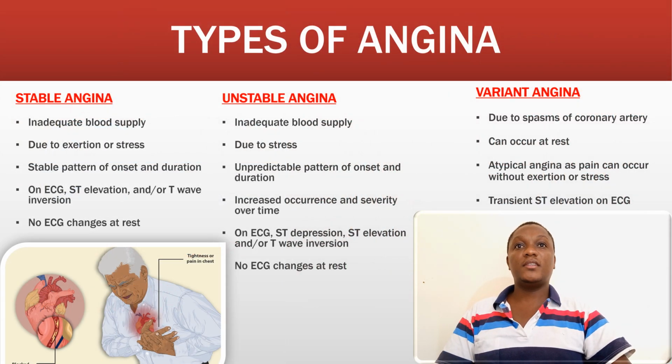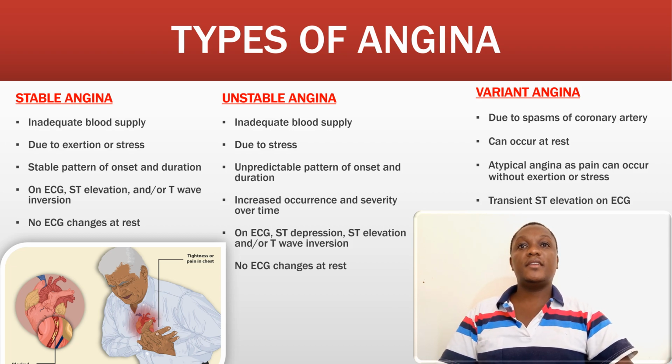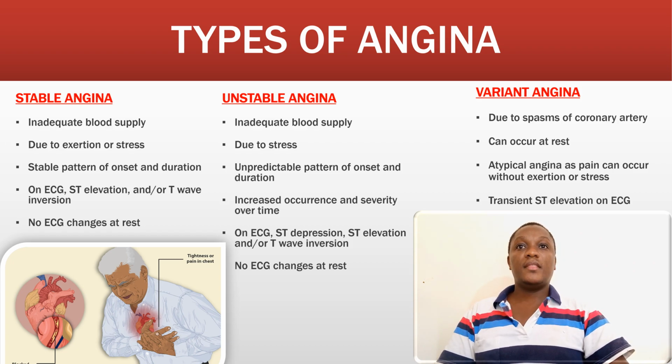As we continue looking at angina, let's see different types of angina. We have stable angina, unstable angina, and variant angina. Stable angina is also described as exertional angina because it occurs due to exertion or stress. The cause is inadequate blood supply. The pattern of onset and duration is stable. On ECG, there will be ST elevation and or T wave inversion. There are no changes on ECG at rest.